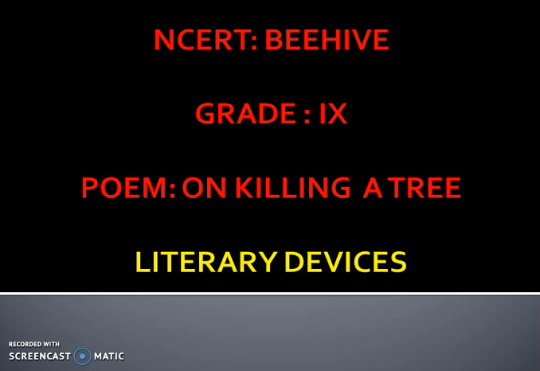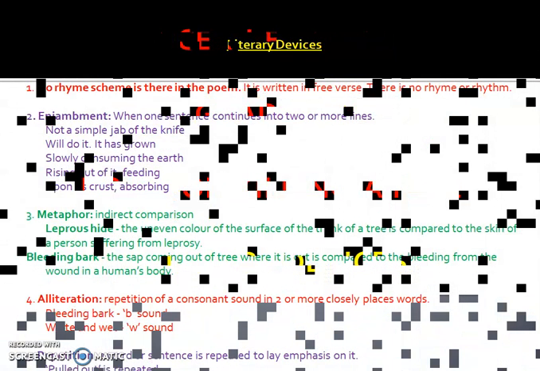So, for my grade 9 students, our poem On Killing a Tree, which is from our NCERT book Beehive. Now let's check out the literary devices. The literary devices and poetic devices mean the same thing. It is very important for us to learn in a poem what the devices are, because it gives us an idea of what kind of poem it is. So without wasting time, let's begin the literary devices for the poem On Killing a Tree.